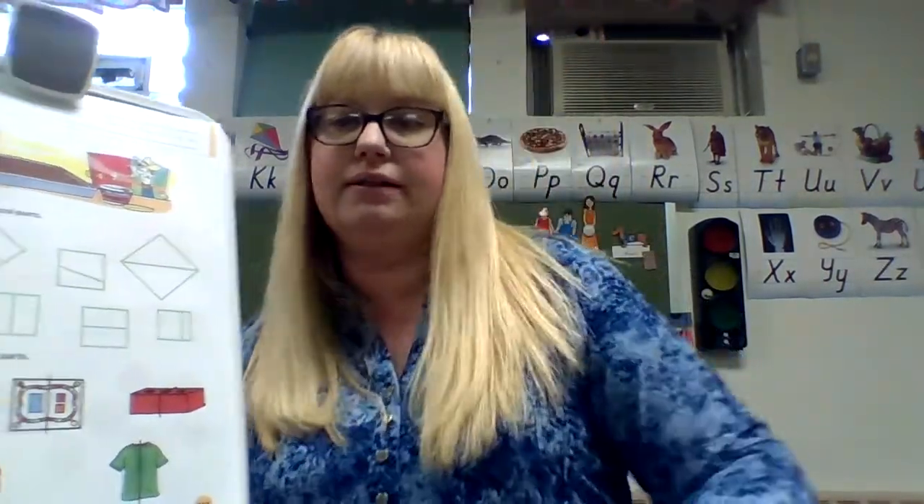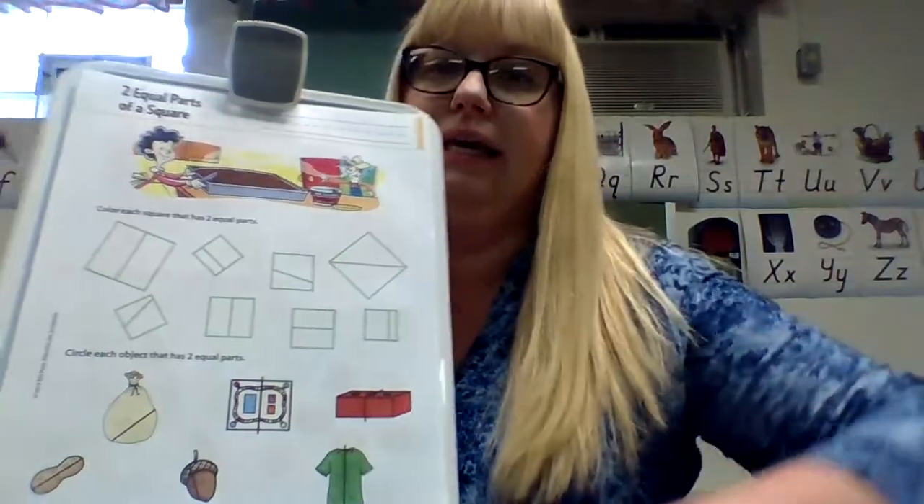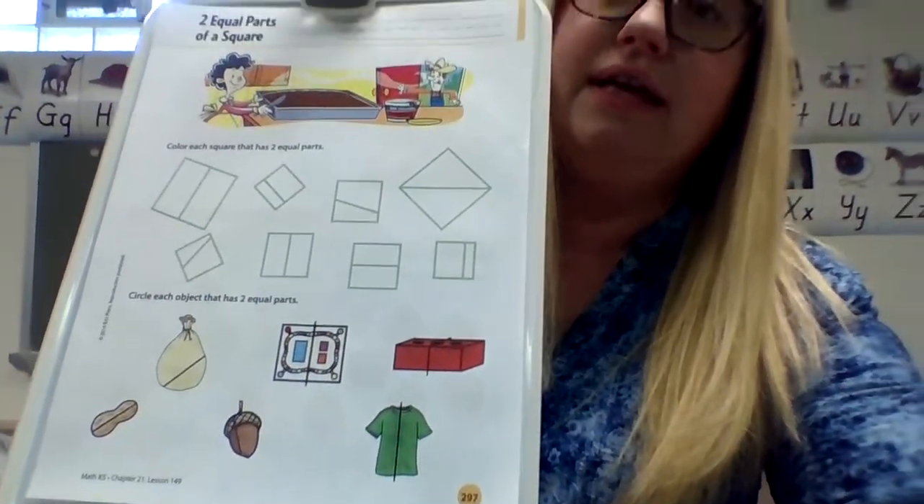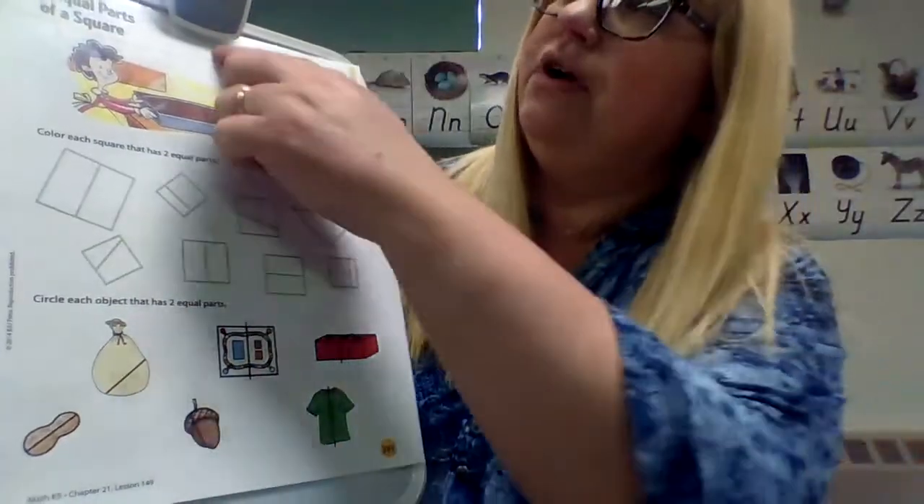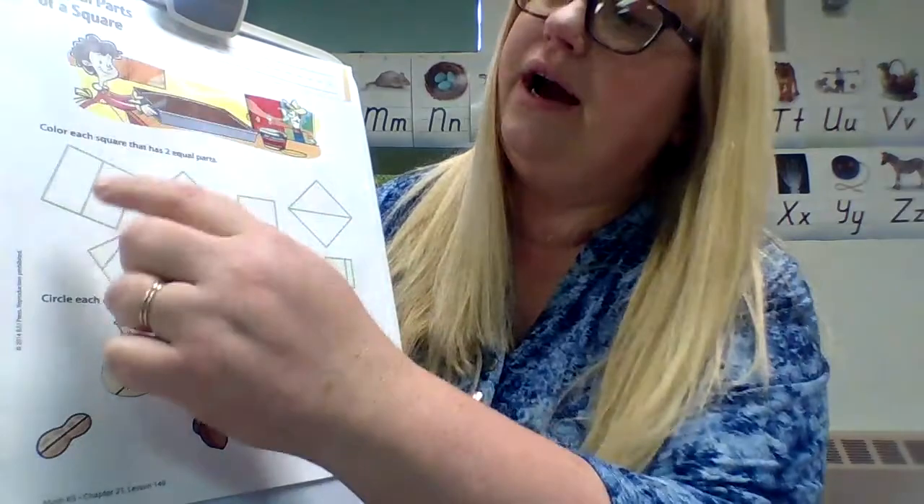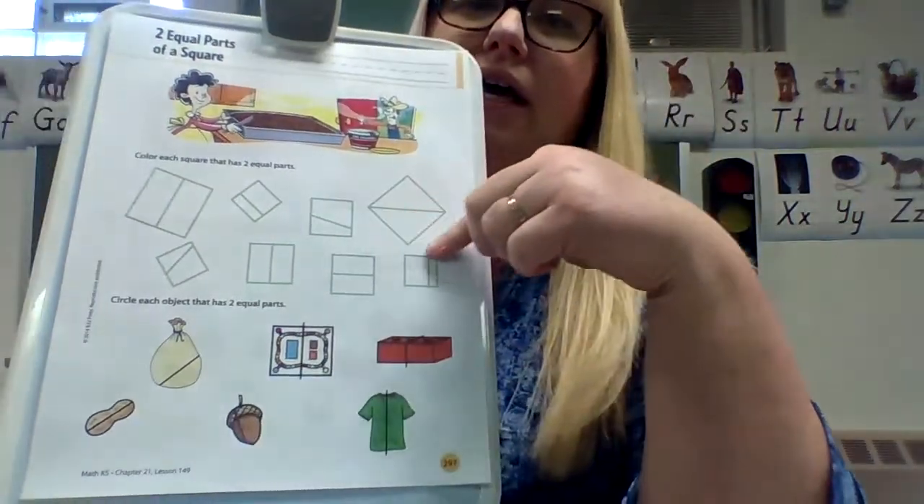Okay. All right. So I think you're ready for your worksheet. Let's continue with our worksheet. And this is the worksheet you should have. First of all, write your name. It says two equal parts of a square. So we're just talking today about a square.